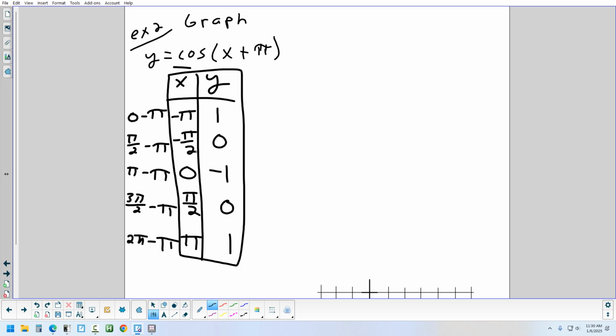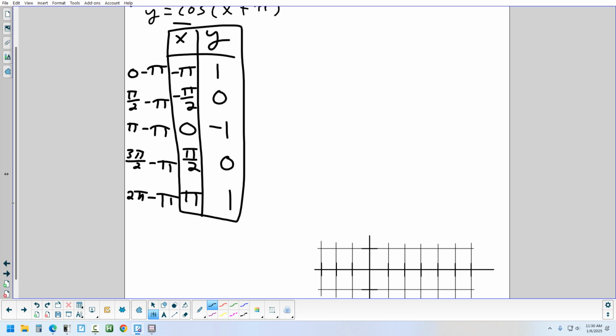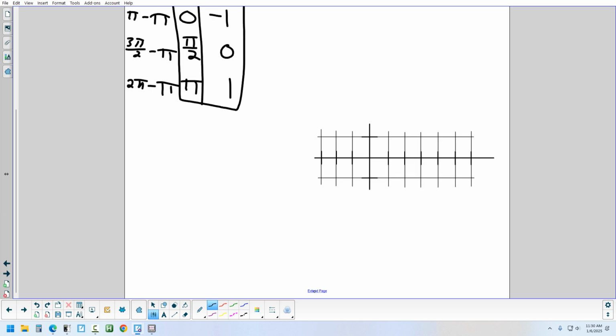Now, we started with 5 points that were equally spaced. We shifted them all by the same amount. Are the x's equally spaced in my new table? Yes. So use those x's as your labels. You're going to need 2 in the negative direction. So I would put negative pi there, then negative pi over 2. I don't know if you can tell, but the axis is supposed to look a little bit bolder than the other lines. That's 0. Pi over 2. And pi.